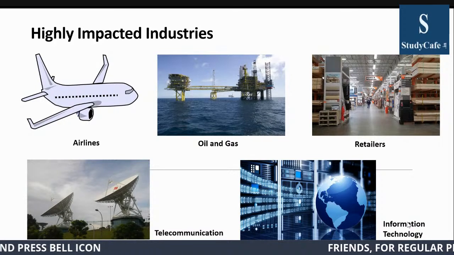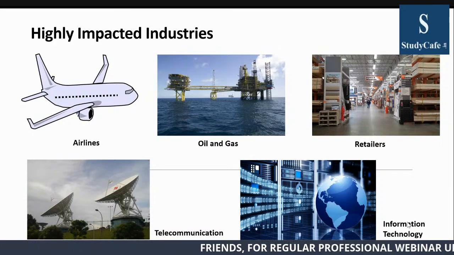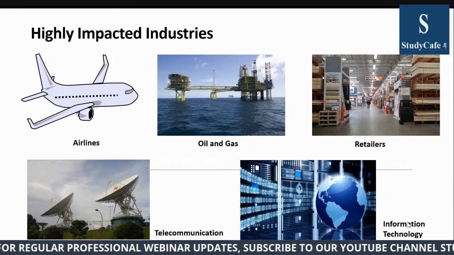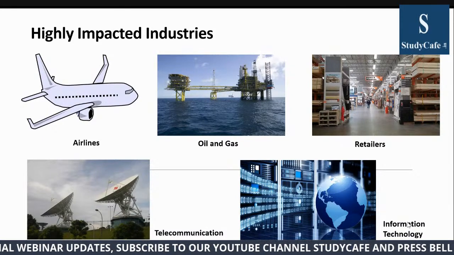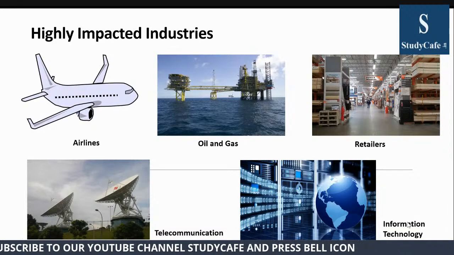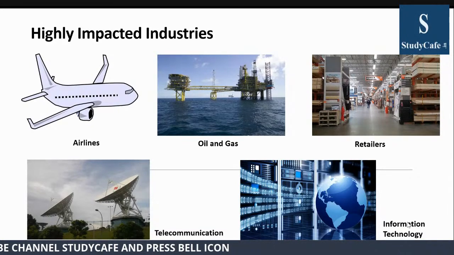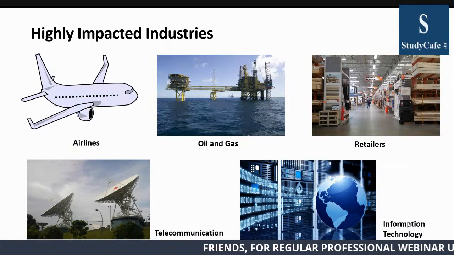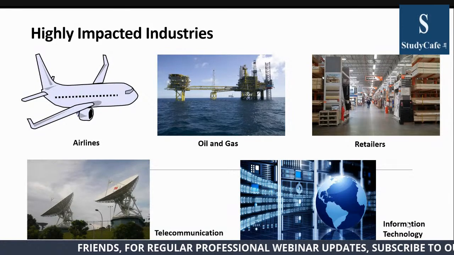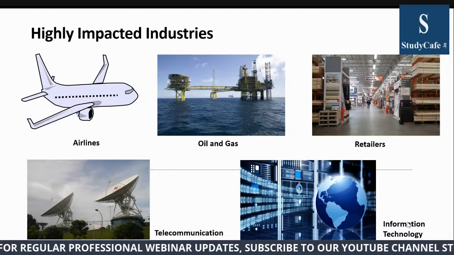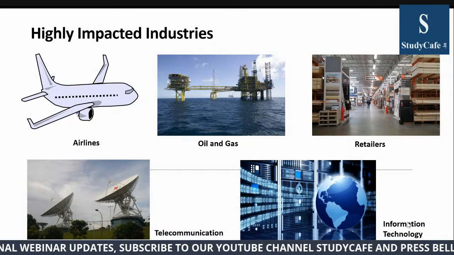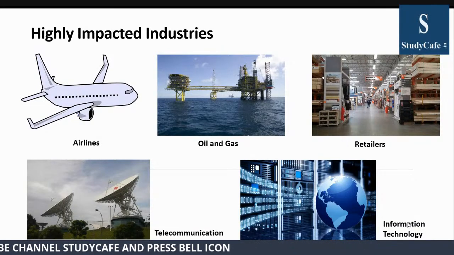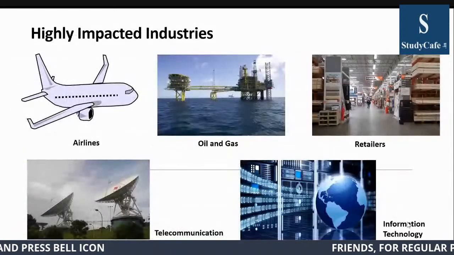Now, these are certain industries that have been highly impacted. Why? Because these industries used operating leases for majority of their assets, like airlines. In fact, all the airlines used to lease their aircrafts. So airlines is one industry. Then oil and gas, the huge infrastructure was on a lease basis, and now all the infrastructure will come on the balance sheet. Retailers, then telecom and information technology, IT, these industries have been hugely impacted due to the transition.